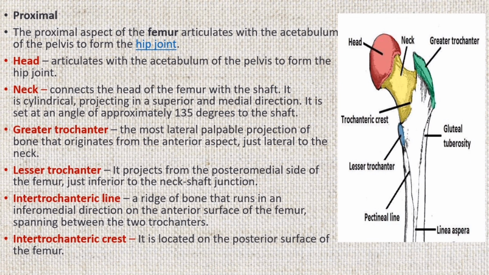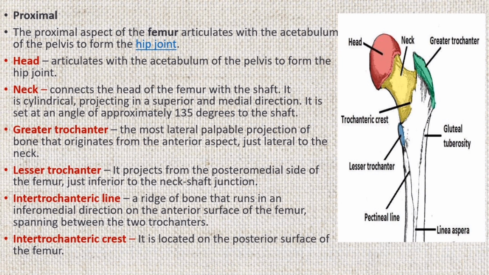Greater trochanter. The most lateral palpable projection of bone that originates from the anterior aspect, just lateral to the neck. It is the site of attachment for many of the muscles in the gluteal region, such as gluteus medius, gluteus minimus and piriformis. The vastus lateralis originates from this site. An avulsion fracture of the greater trochanter can occur as a result of forceful contraction of the gluteus medius.